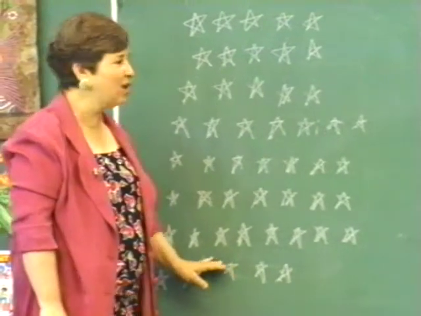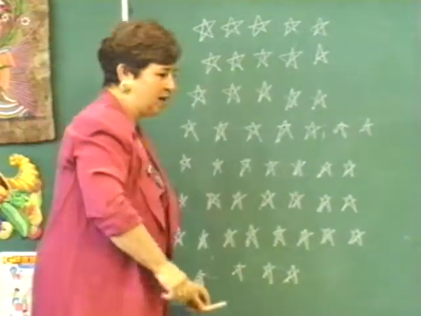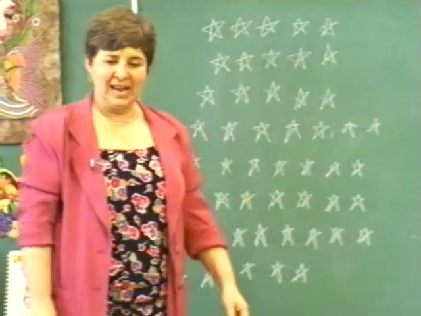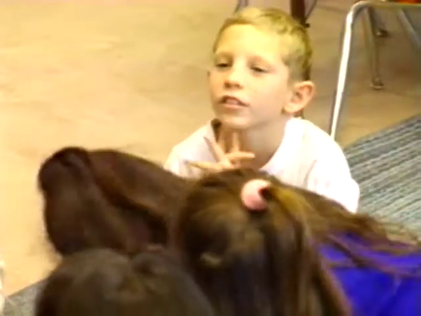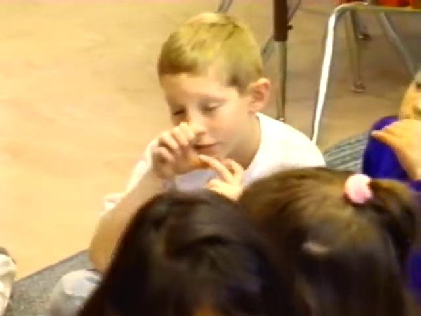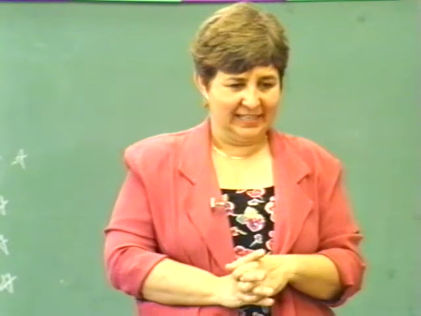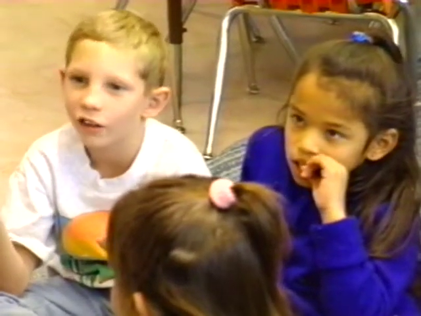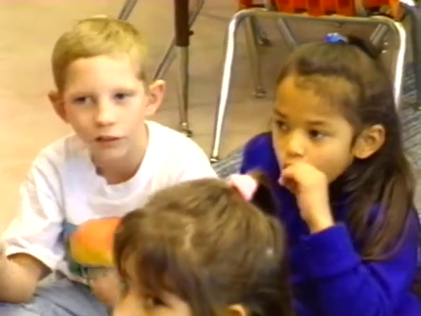Wow, I have a tired arm from drawing all those stars. Counting large numbers of objects helps children learn about our place value system. Jonathan responds confidently when Carol asks how to count the stars. What shall we do? Count by tens. Okay, and how will we do that? Just circle 10 and then say 10, 20, 30, 40, 50, 60.